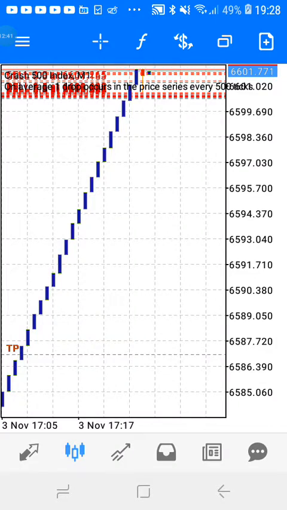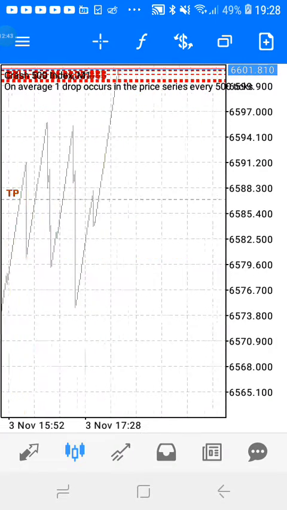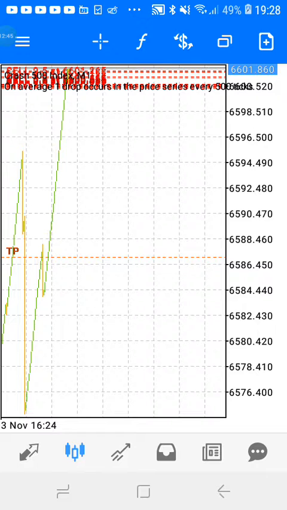And how is it gonna fall? As you can see, this is an overbought and oversold strategy without using any indicator.